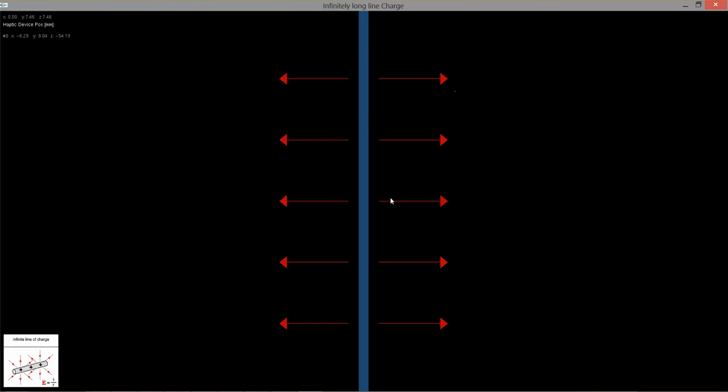As you can see, this is a positively charged line charge, and I'm just going to run my haptics cursor at different points. The force is maximum near the line charge, and as I move away from the line charge, the force is going to decrease, but this time it's going to decrease by a factor of 1 by r. And similarly for the other side, it's going to decrease by a factor of 1 by r.